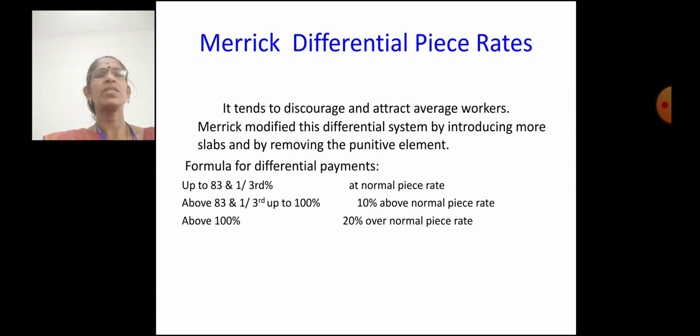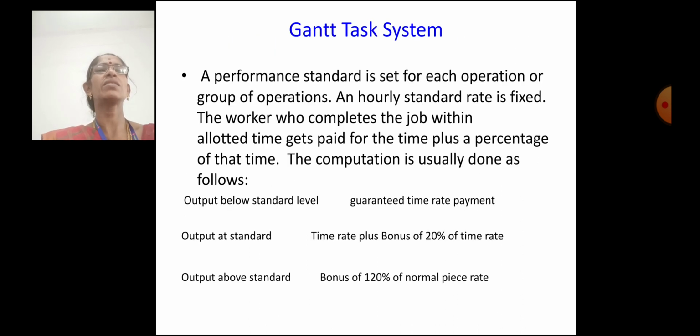Merit differential piece rates. The Taylor system tends to discourage and repel average workers. Merit modified the differential system by introducing more slabs and by removing the punitive element. Formula for differential payment: up to 83 and 1/3% at normal piece rate, above 83 and 1/3% up to 100%, 10% above normal piece rate, above 100%, 20% over normal piece rate.